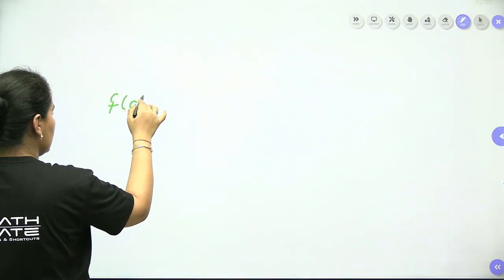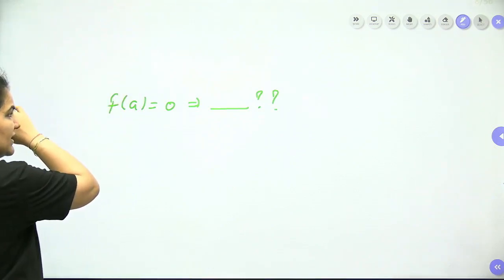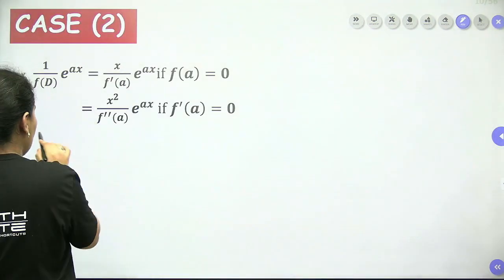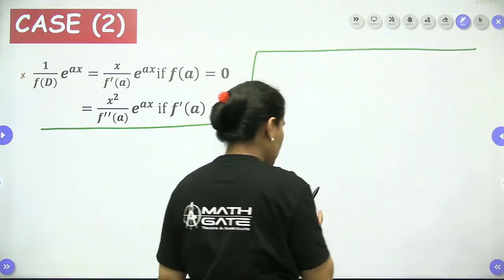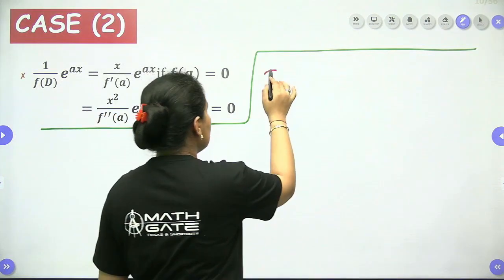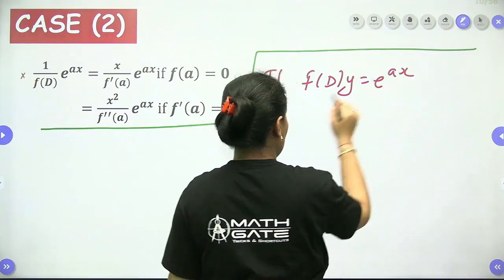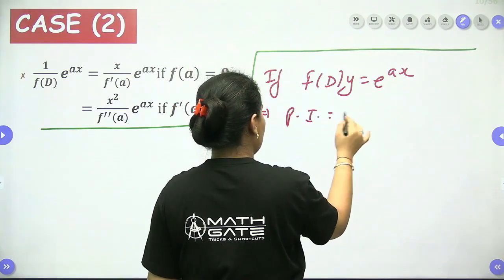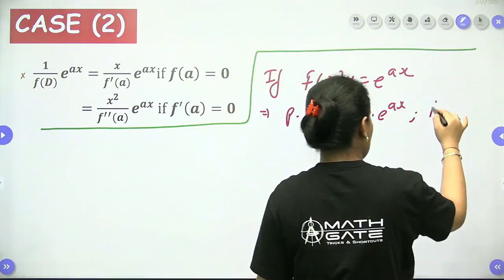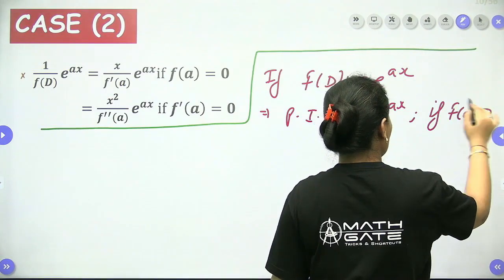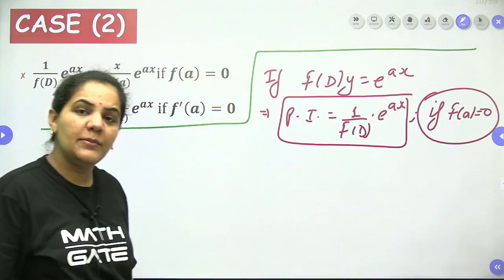Now what happens when f of a is equal to 0? What will we do in that particular case? Let's discuss this, dear students. The next case is also for e to the power ax. If the equation is in the form f(D)y is equal to e to the power ax, then the PI will be 1 by f(D) into e to the power ax. But here f of a is equal to 0. When f of a is equal to 0, how does the PI change?